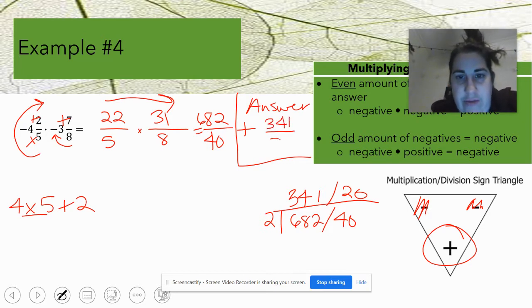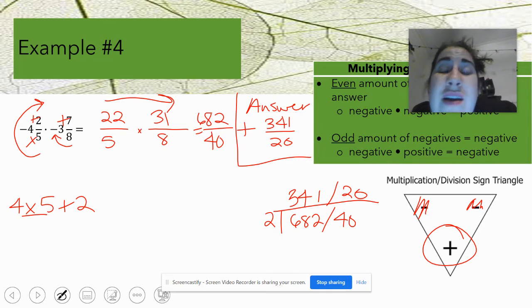341 over 20. Guys, we don't have to change it back to a mixed number. We can keep it in improper because now that you guys are in 7th grade and beyond, you're going to be using it to solve other things. So when you see fractions and equations or fractions and things, you're using it to do something else. So we can just leave it as improper.